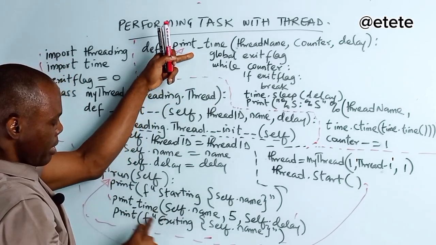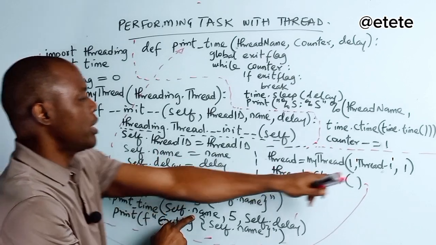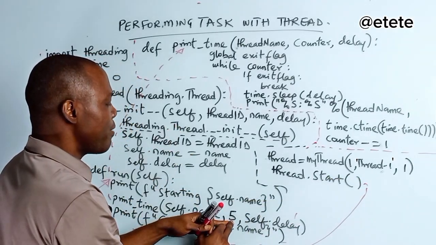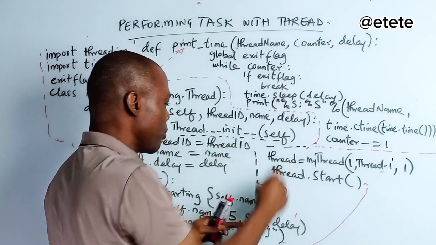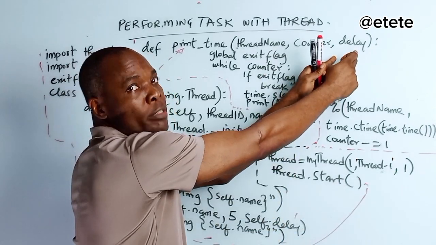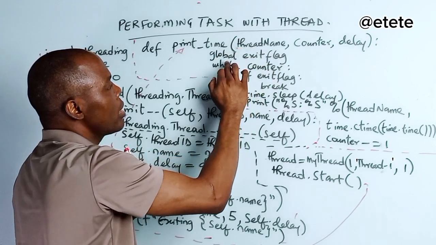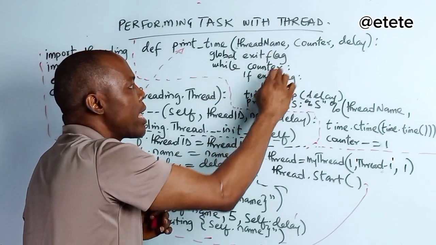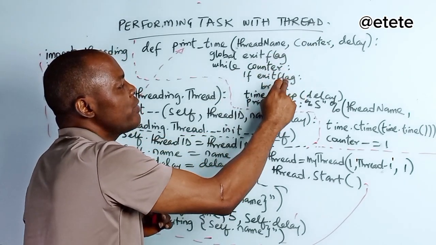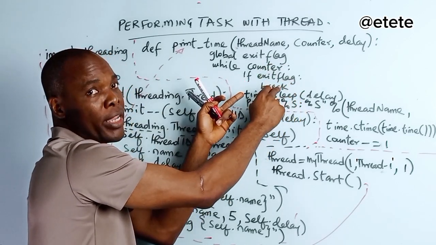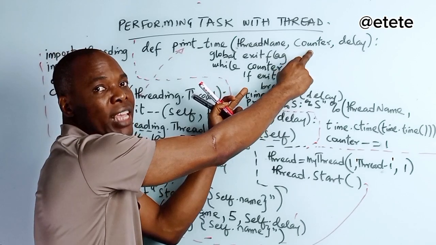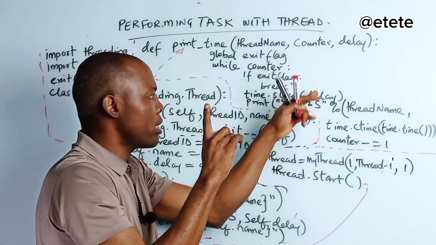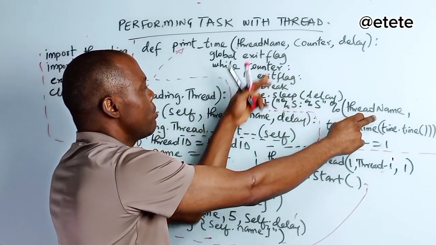Once control gets here, inside this print time, self.name, which is thread 1 that was stored here, will be assigned to this variable. Then 5, which is the counter, will be assigned to this counter. Then self.delay, which is this one, will be assigned to this place. So control is inside this place. It will come in. Global exit flag is calling this exit flag into this place as global. Now, while counter is 5, it will go in. If the counter is equal to 0, then it will break, go in and exit the loop. But at this stage now, counter is 5. Counter is not 0. It will come in here. It will sleep for what? Delay, which is what? It will sleep for 1 second. Then it will print out thread name, which is what? Thread 1.